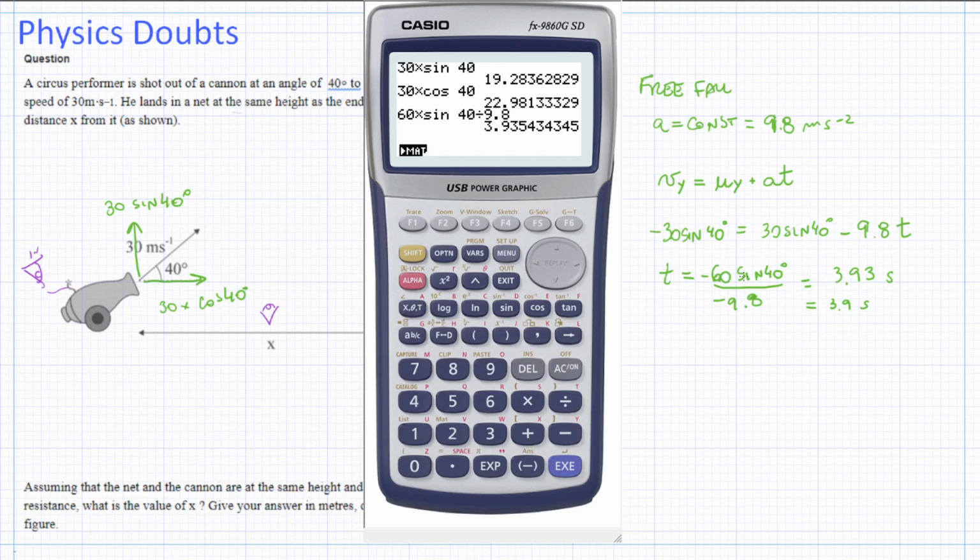Now that I know how long it took for it to fall up and down, all we have to do is verify, okay, how long then would it travel after exactly 3.9 seconds? How far would it be horizontally from the beginning? So our horizontal velocity is this one, and since there is no acceleration on the horizontal direction, this velocity will not change.